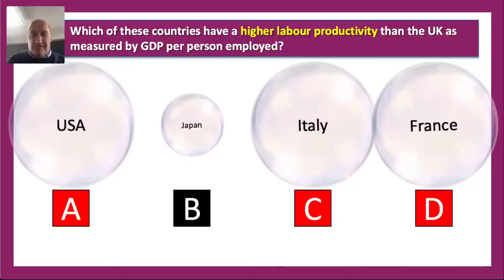Let's check. Congratulations to those people who chose A, C, D, including Sophie: USA, Italy, and France. The United States has a level of productivity per person employed something like 30% higher than the UK, but we are ahead of Japan. Annoyingly, the French are ahead of us.